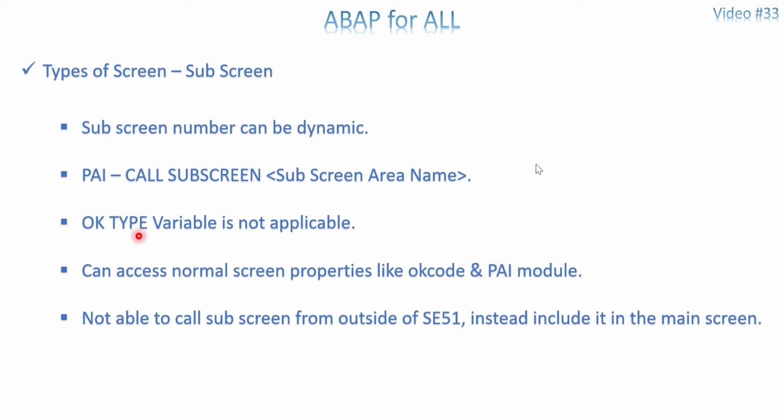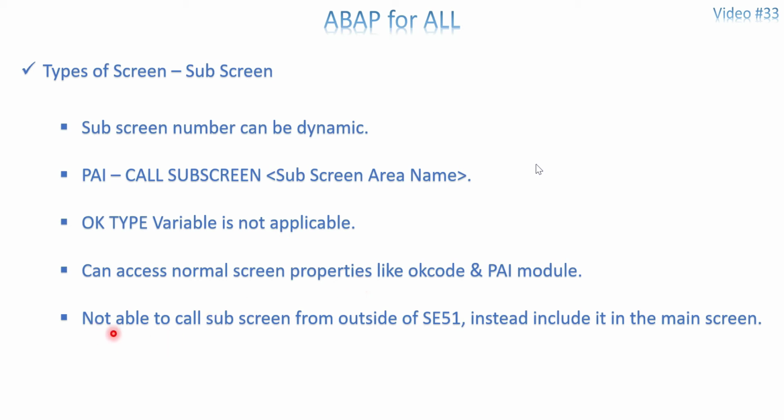So OK type variable is not passable. Then how can we do it? That is the next line: can access normal screen properties. So subscreen can access all the normal screen properties like OK type variable and PAI module. You can easily write the code in the normal screen PAI because it's a part of the normal screen. Once you include it, it's a part of the normal screen. So you can make use of the normal screen PAI and the normal screen OK type variable.